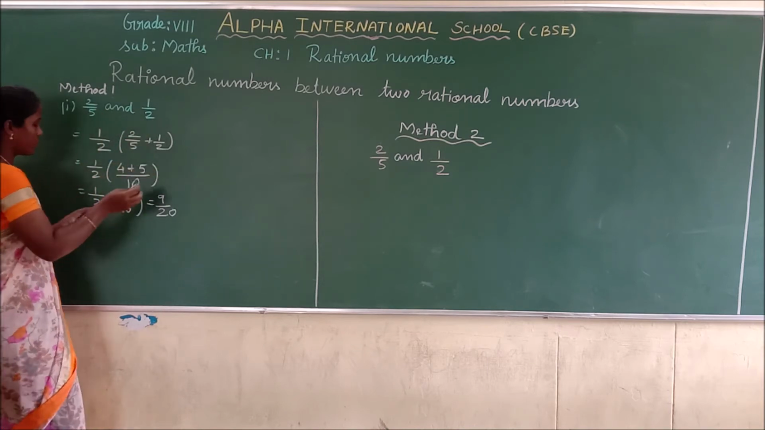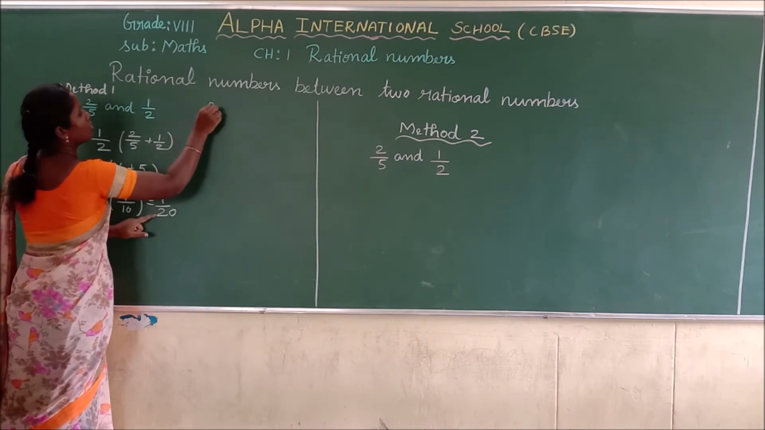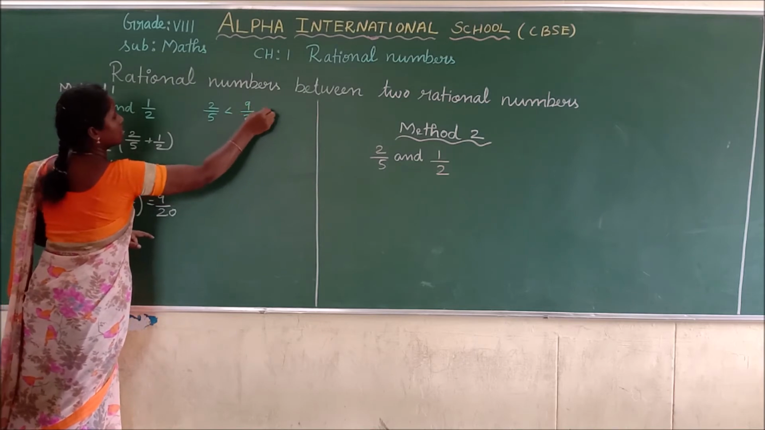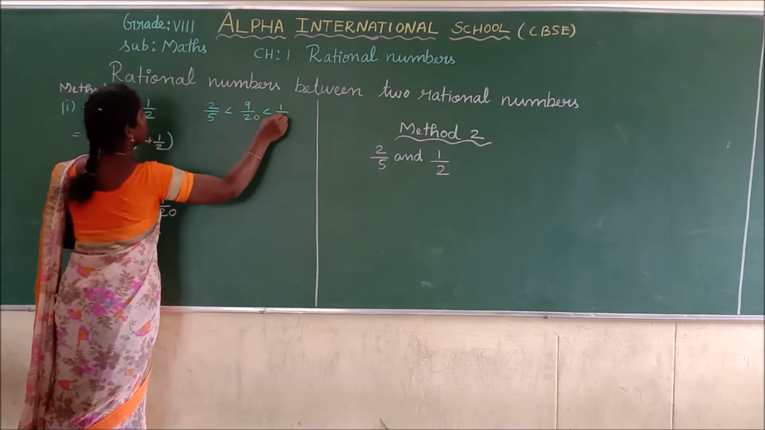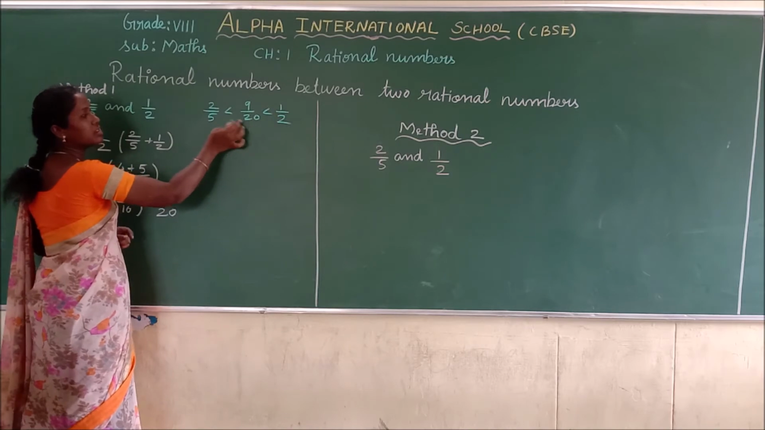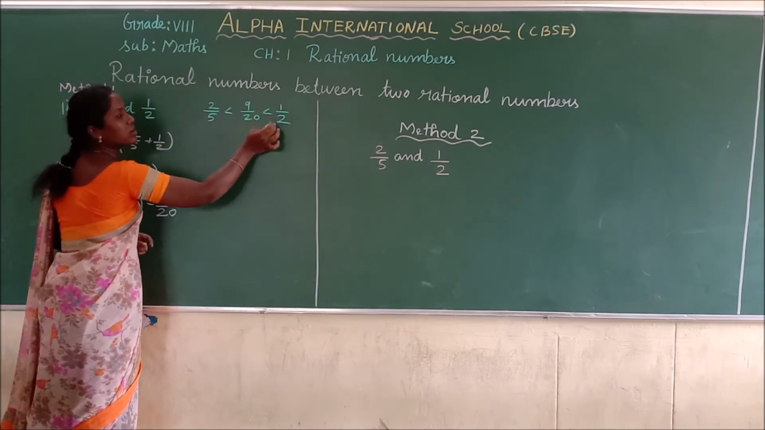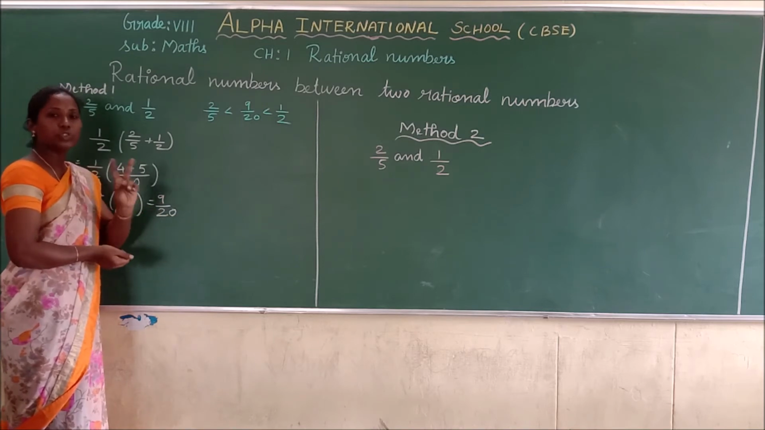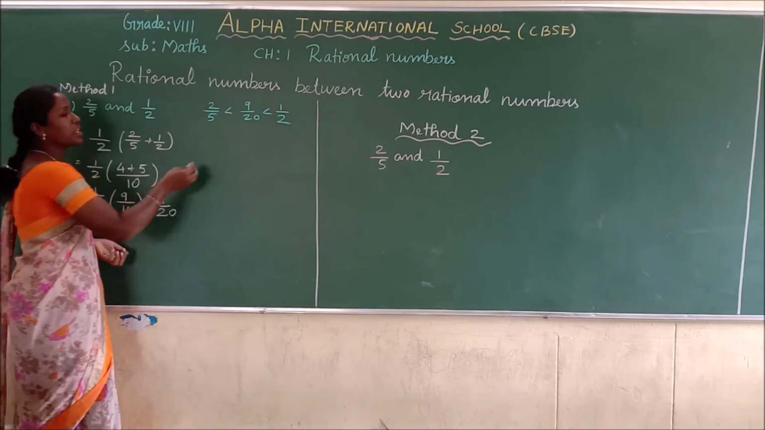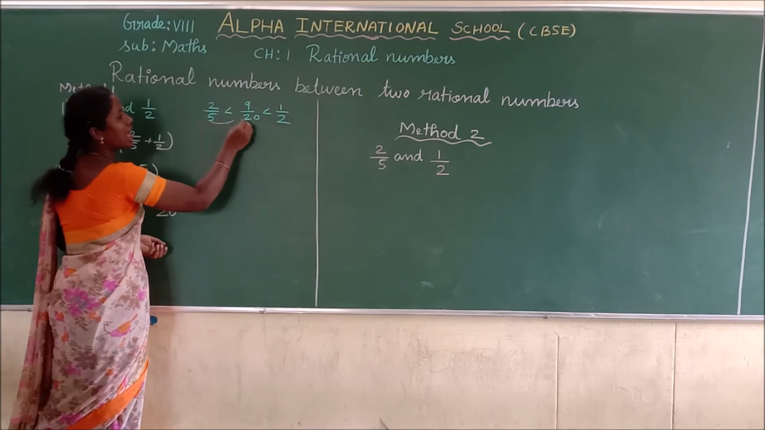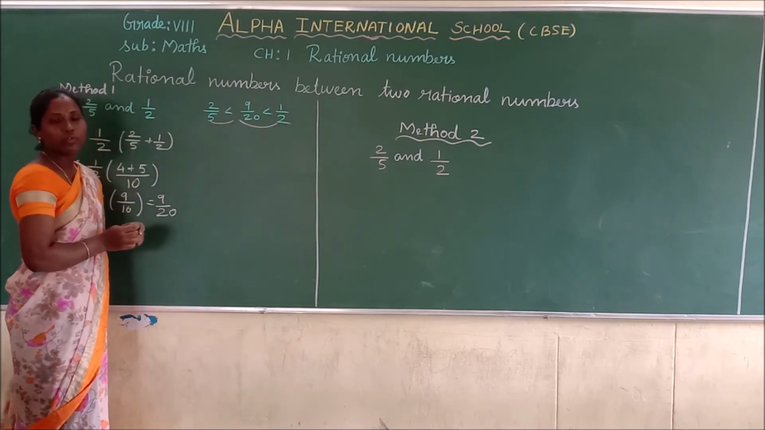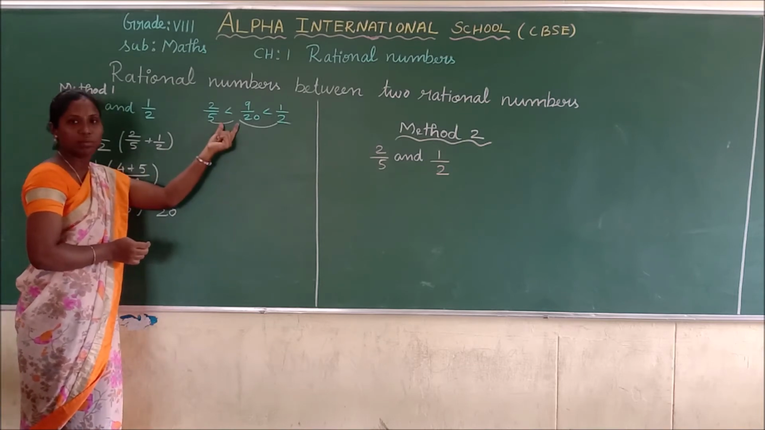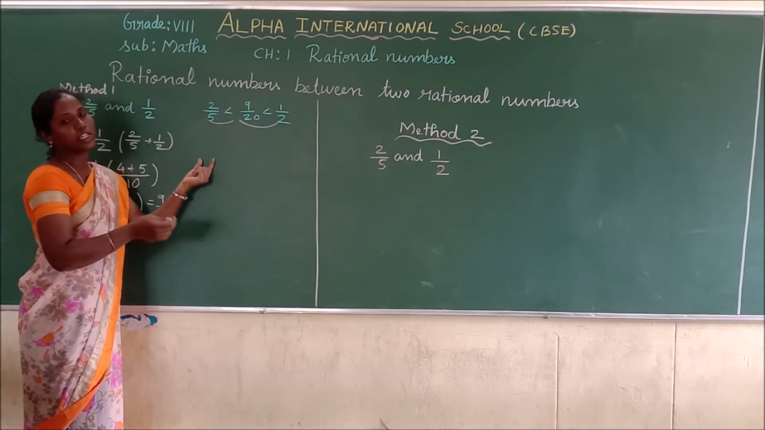So we can write this as 2 by 5, 9 by 20 and 1 by 2. So 9 by 20 is a rational number between 2 by 5 and 1 by 2. If further you are asked to find 2 or 3 rational numbers, you may choose either this interval or this interval. You may choose any one interval and use the same mean method between these two rational numbers to identify the other rational number.